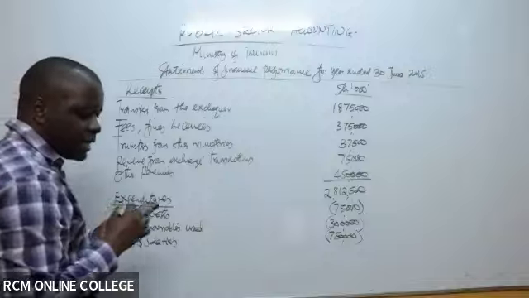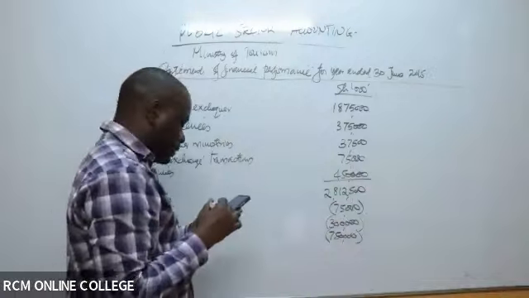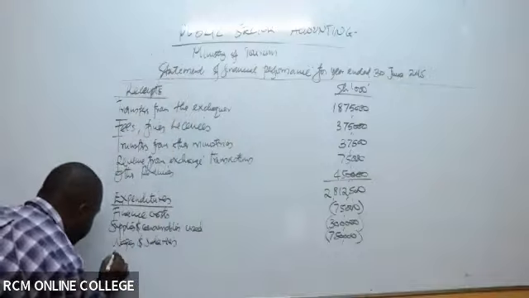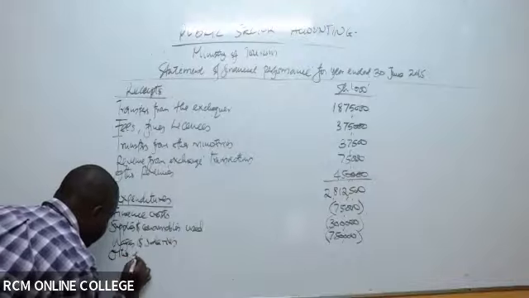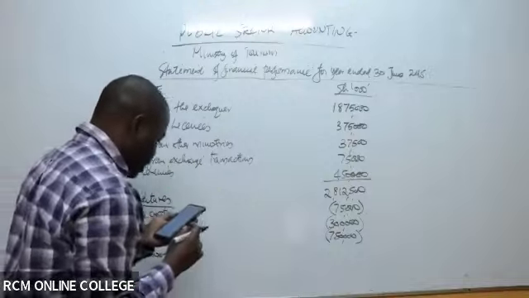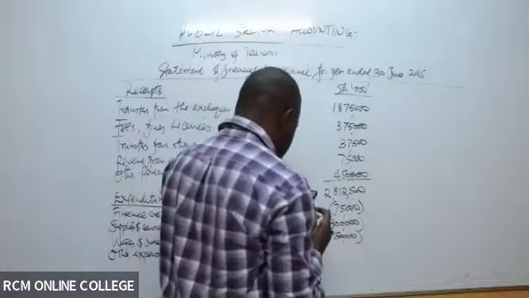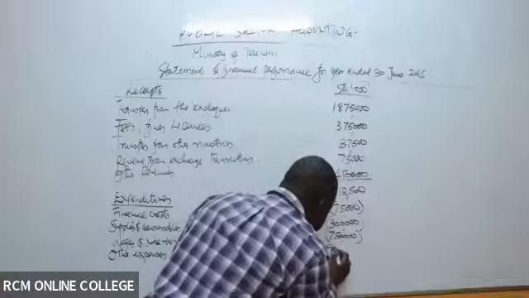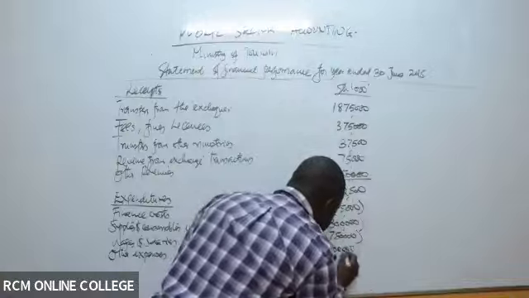Then we have other expenses. That is 900,000. Other expenses, 900,000. You less it as an expenditure.